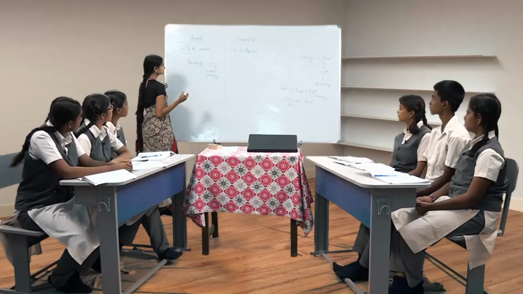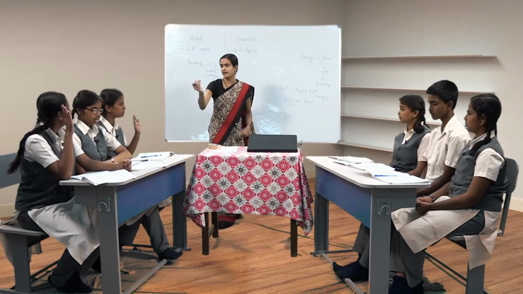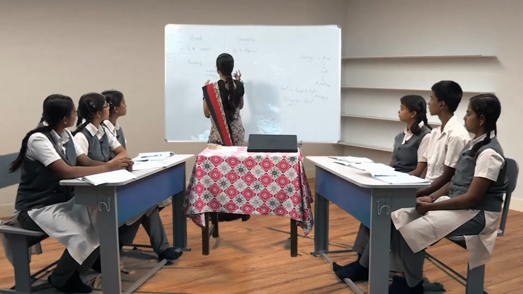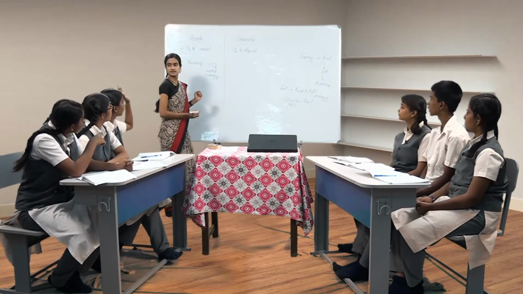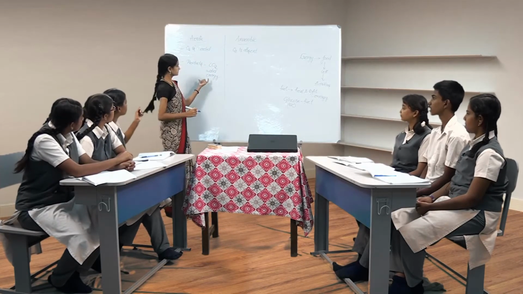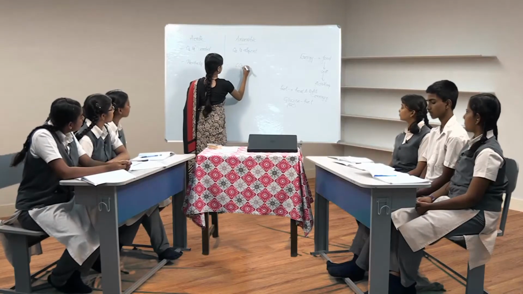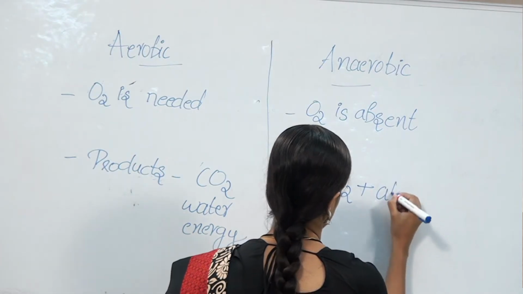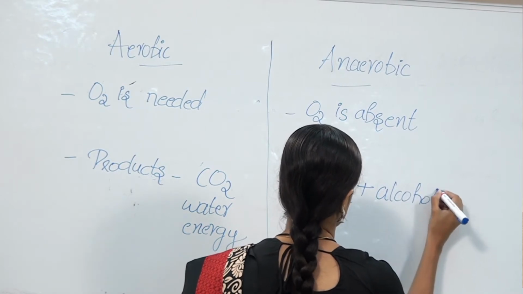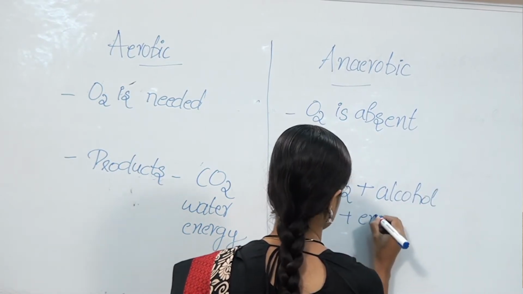What are the byproducts in anaerobic respiration? Carbon dioxide, alcohol and energy. So what is different in aerobic and anaerobic? Ma'am, here water is there, but there alcohol. Very good. Here water is there. In anaerobic we get alcohol and then energy.